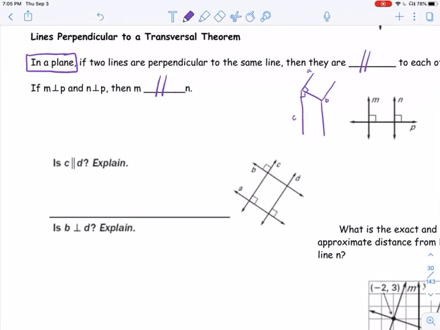And is B perpendicular to D? The answer to that is yes, because if C and D are parallel and B is perpendicular to C and they all lie in the same plane, then B is also perpendicular to D. You don't have to write all of that out. I just want you to kind of think through that process.